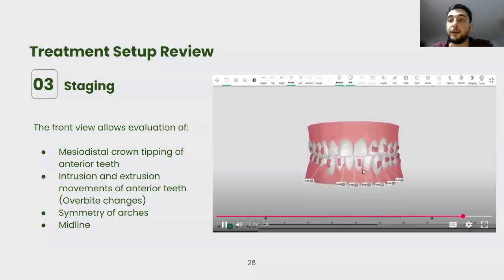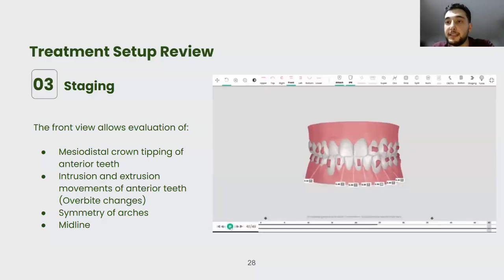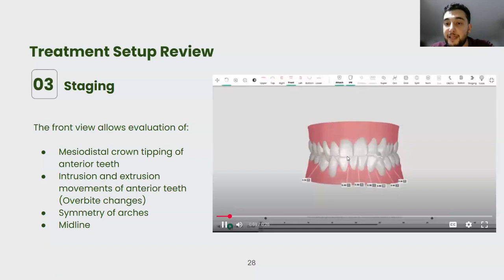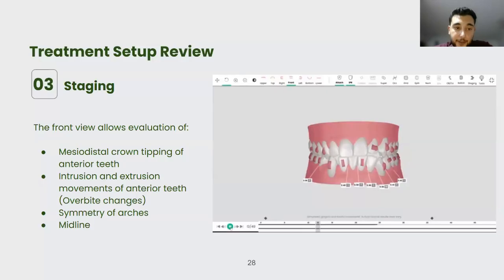And it's important to check, similarly to the idea of rotation, if this tipping is happening with space available, or if it is going to result in collisions between the teeth and blocking of the movement in the real life clinical scenario.